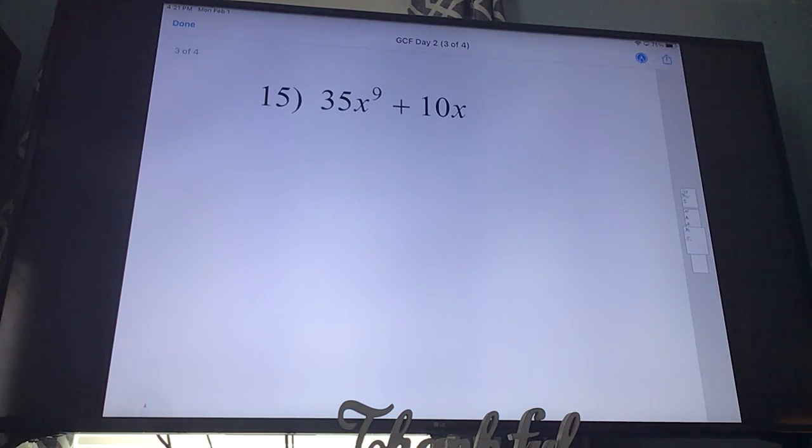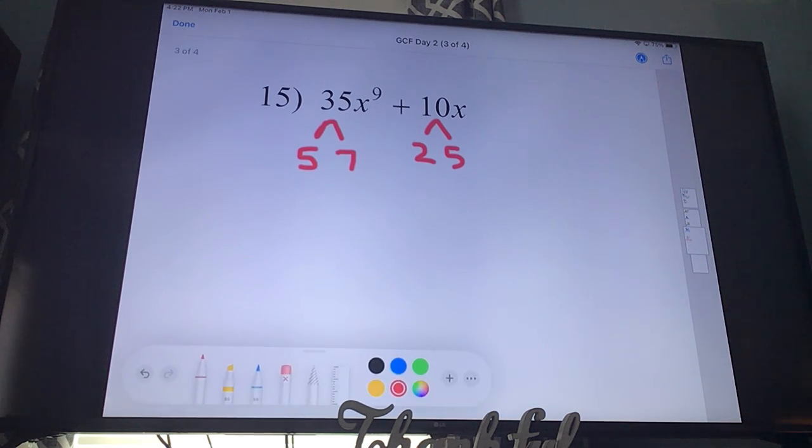Okay, look at 15. What are some factors of 35? Well, 2 does not go into 35. 35 divided by 2 is 17.5, so that doesn't work. The next number to try is 3. 35 divided by 3 does not work. 35 divided by 4 doesn't work. 35 divided by 5, well, that one does. You get 5 and 7. And for 10, we're going to have 2 and 5. So our matches are going to be these 5s, and so a 5 is going to go on the outside.